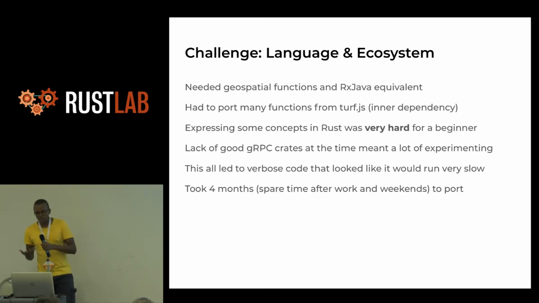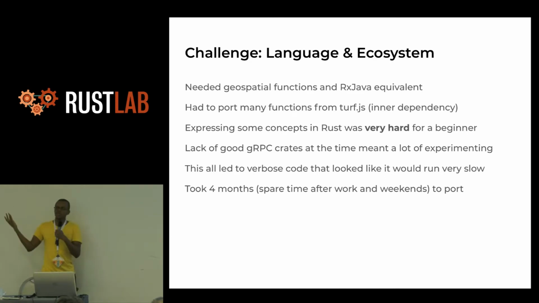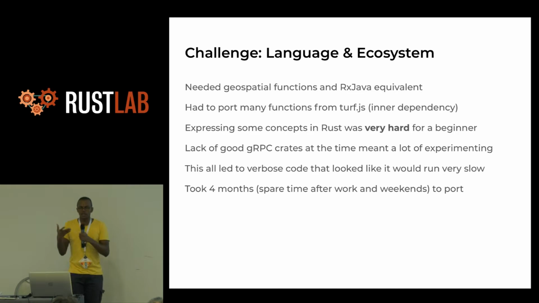And then expressing some concepts in Rust was very hard for a beginner, especially when you go to the very helpful community and say, hey guys, I'm struggling with doing this, how can I do it? And then somebody tells you, well, use a generic or use this or that. At that point, you're a beginner. You just know what you've learned, and it becomes very difficult to express a lot of concepts. So most of the time, we end up just porting things like for like, even though there might be some optimizations that you could do in Rust, which makes our code a bit verbose.